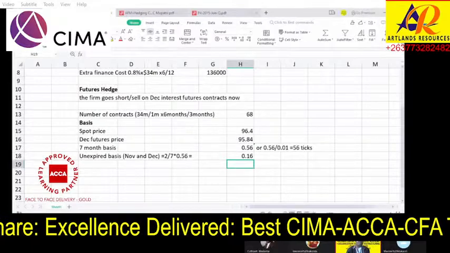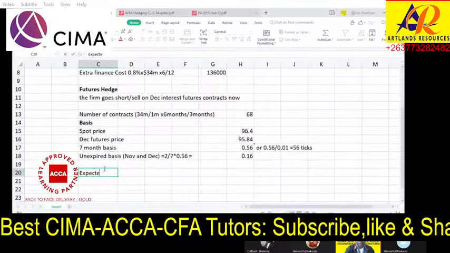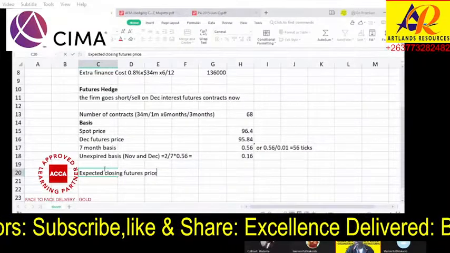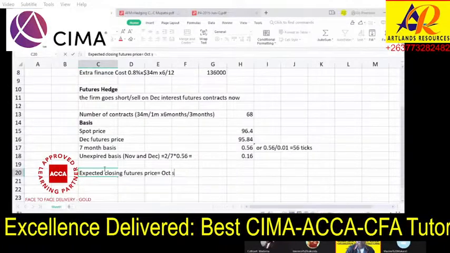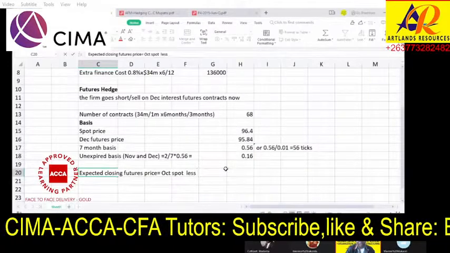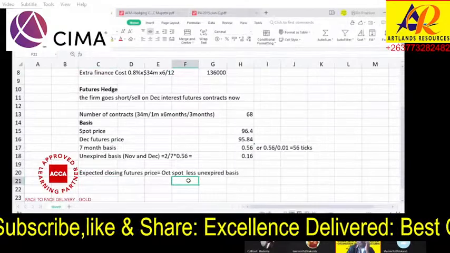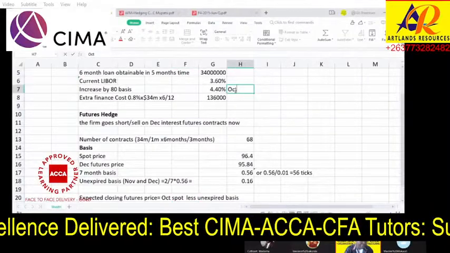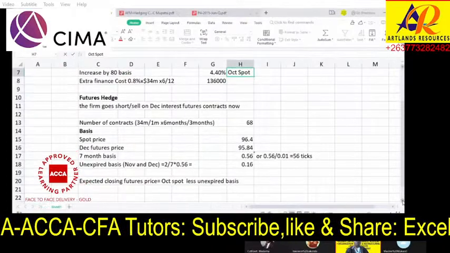So why do we calculate an expired basis? We calculate an expired basis because we want to determine the expected closing futures price. So expected closing futures price equals October spot, less an expired basis. What are we doing here now? October spot is this one. If interest rate increases by 80 basis points between today and October, so October spot is 4.4.